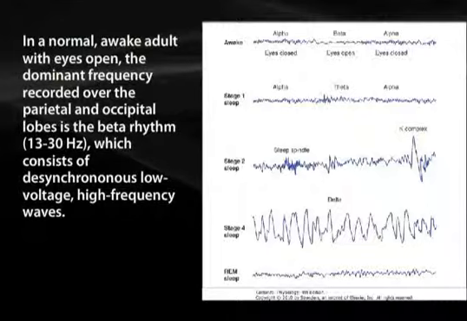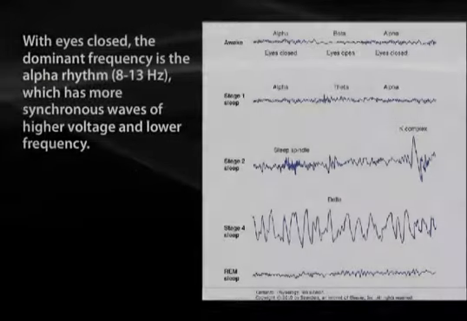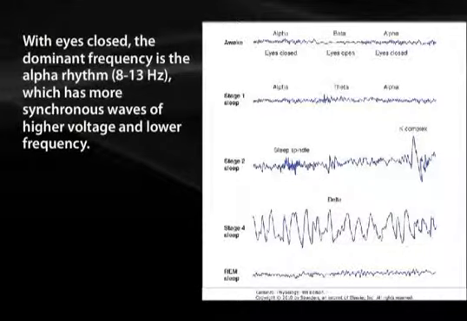In a normal awake adult with eyes open, the dominant frequency recorded over the parietal and occipital lobes is this beta rhythm, which consists of desynchronous low-voltage, high-frequency waves. With the eyes closed, the dominant frequency is the alpha rhythm, which has more synchronous waves of higher voltage and lower frequency.